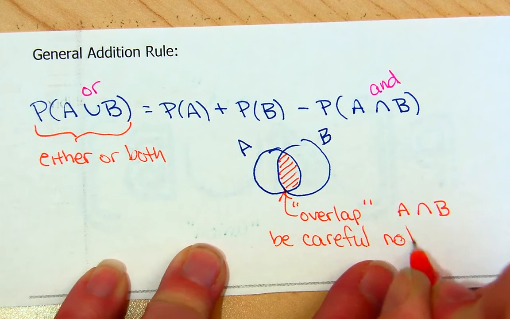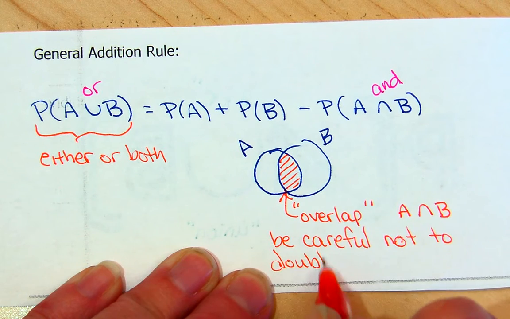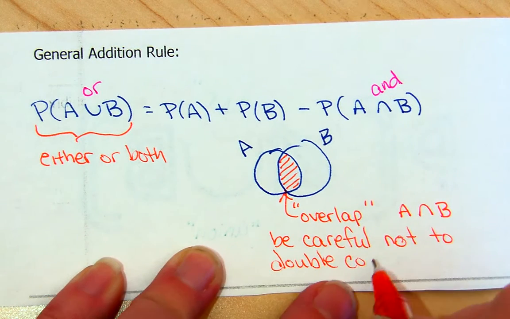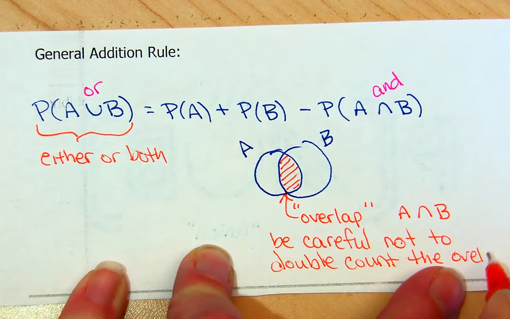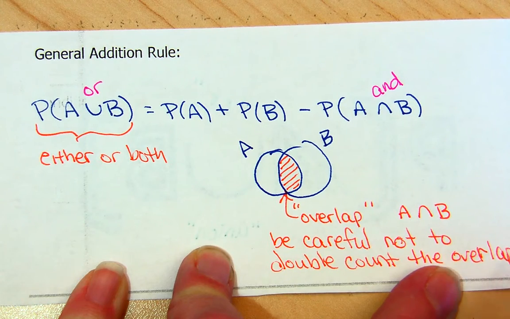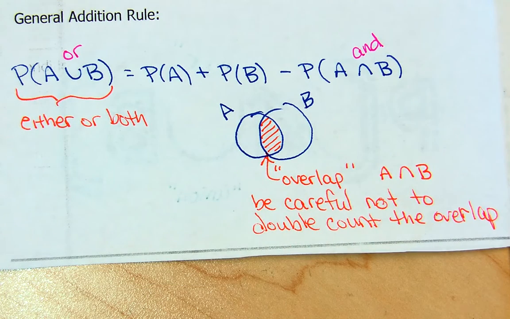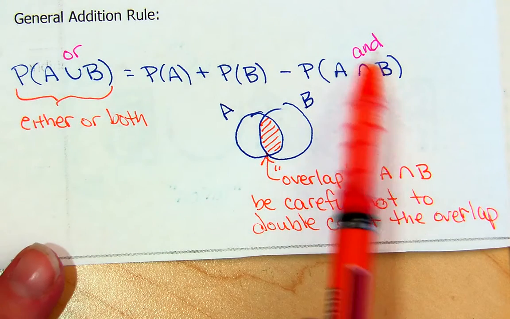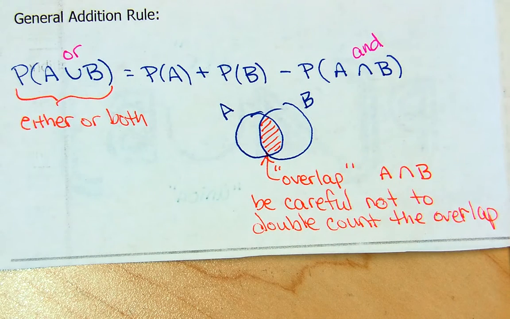We want to be careful not to double count the overlap. So if you're adding together all of A and all of B, you've counted that overlap in both. We don't want to do that. That's why we subtracted at the end. We look at all of A, all of B, and then we subtract where we have counted it both to keep from counting it twice.